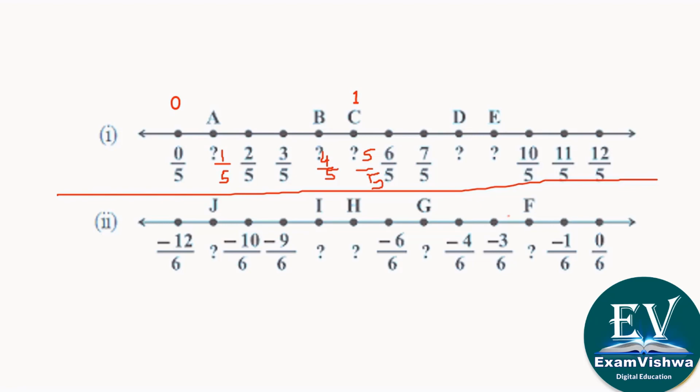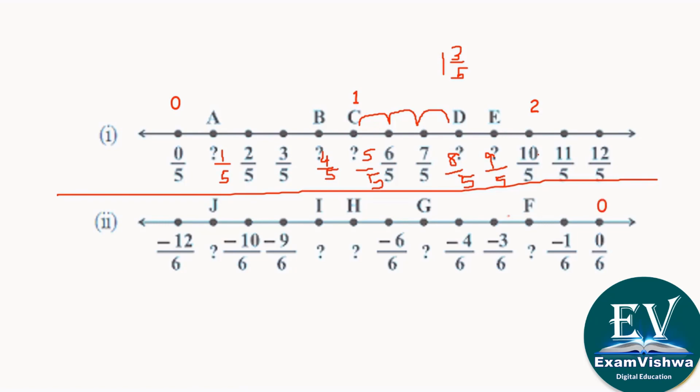Then going ahead, here it is 8 upon 5. 8 upon 5 means what? 1 and 3 upon 5, right? Equal to. 1 comes here. 1, 2, 3, so 1 and 3 upon 5. Here it is 9 upon 5, it will go like that. When it becomes 10 upon 5, it becomes 2. So this way it is.